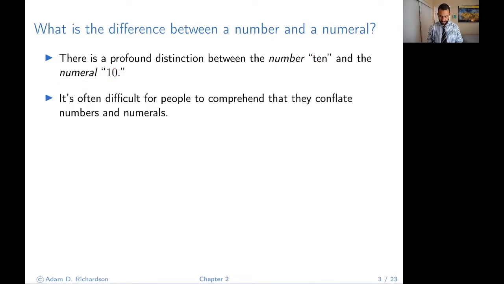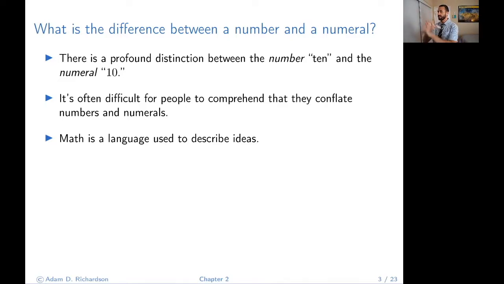It's often difficult for people to comprehend that they conflate numbers and numerals, and you'll see what I mean when we start looking at different based numeration systems. Because when you start doing arithmetic and representing numbers in those numeration systems, it'll really reveal just how much you stitch together numbers and numerals, as we'll see. Just keep in mind that math is a language used to describe ideas, and that language is just a system of symbols, and the ideas exist outside of that language. That's what we want to develop in our students.